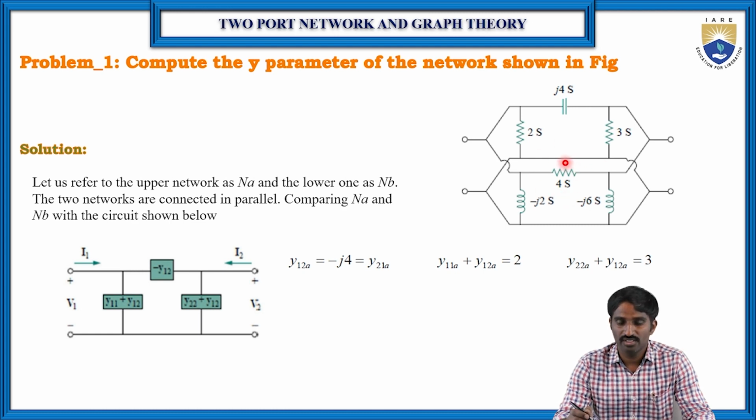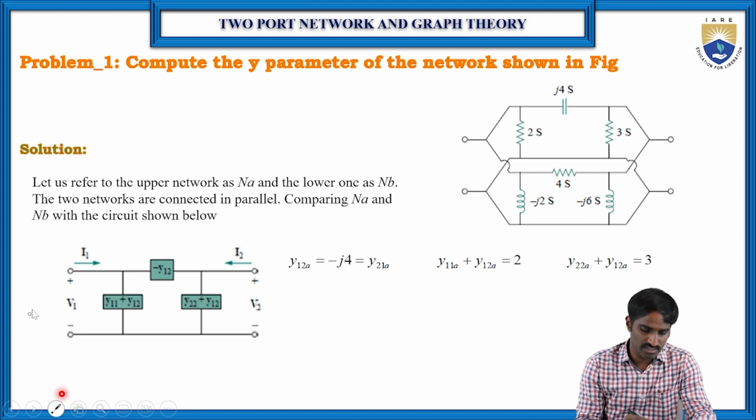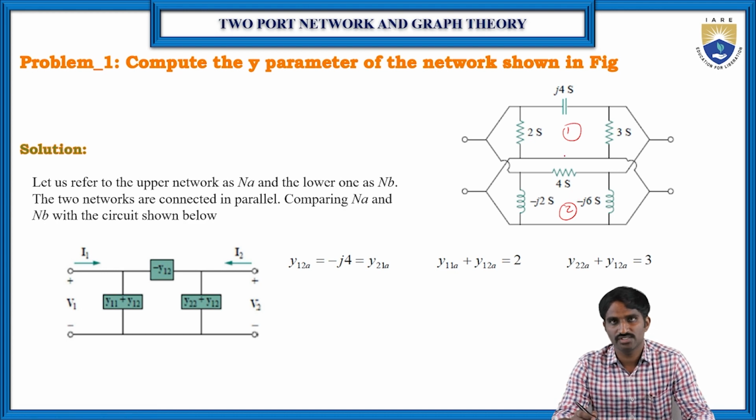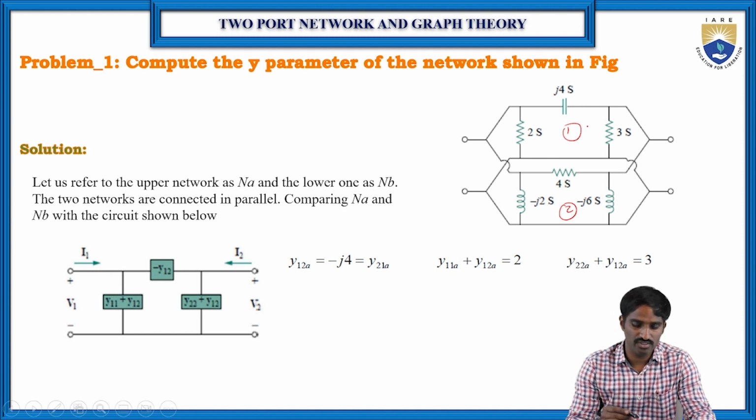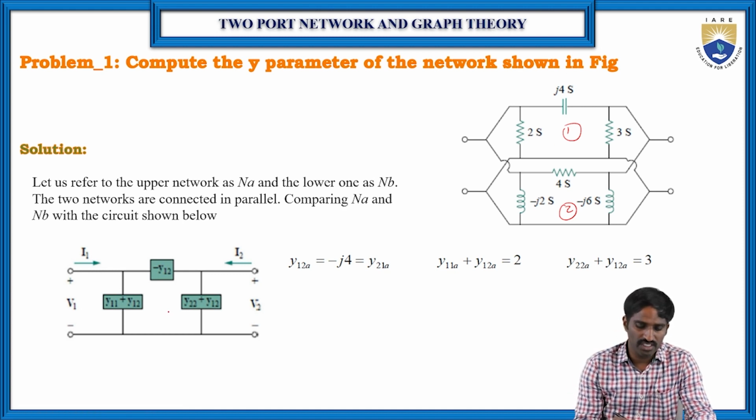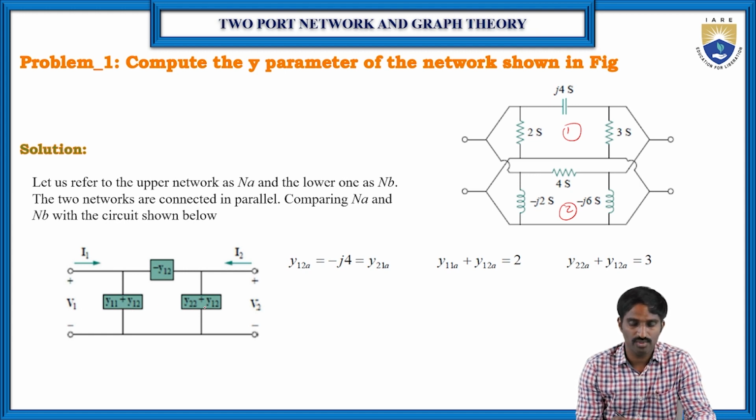Okay. To find the Y parameters of the resultant network, first we should find the Y parameters for network 1 and network 2. So let us consider this is network 1 and this is network 2. First, to find the Y parameters of this network, directly we can find them by equating this network to the equivalent network. The equivalent network for the Y parameters we have already discussed in the previous classes. So it is like this: Y12, Y11 plus Y12, and Y22 plus Y12.